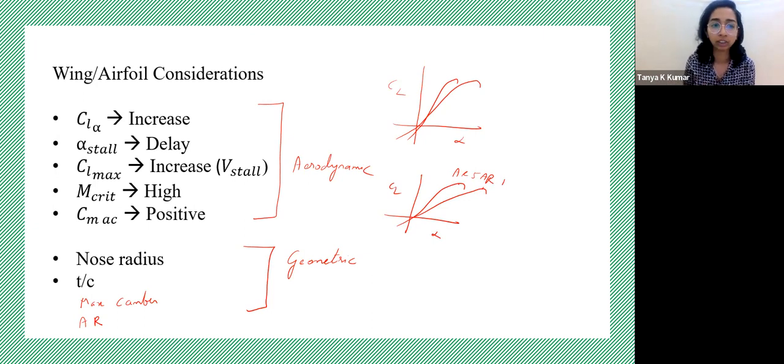So it allows you to fly for a larger range. Okay. So aspect ratio is the parameter that directly influences alpha stall. Next, we have CL max. CL max depends on a variety of parameters.